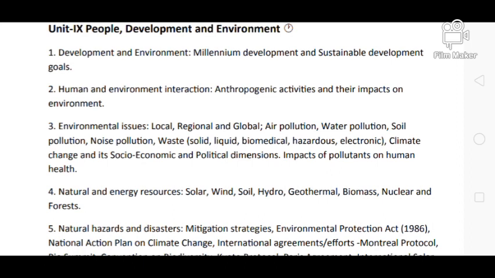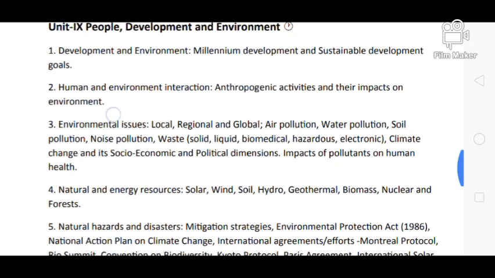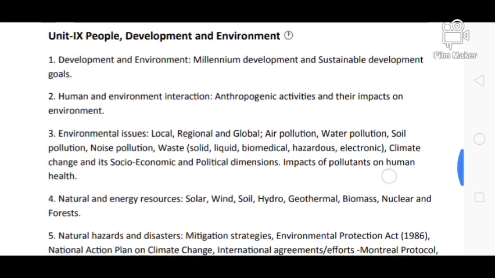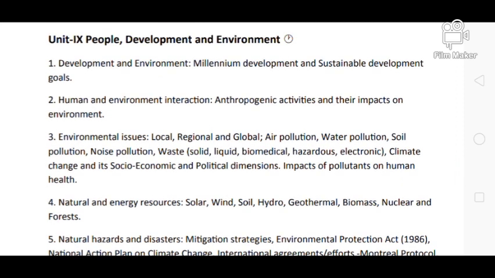Here we have the Millennium Development Goals and Sustainable Development Goals. We have to know about the Millennium Development and Sustainable Development. We have to study about this.